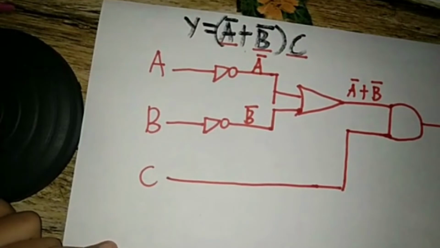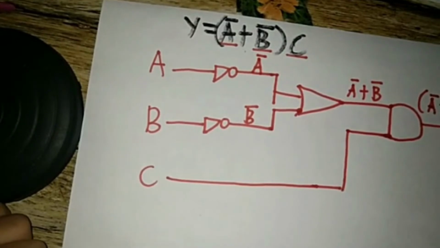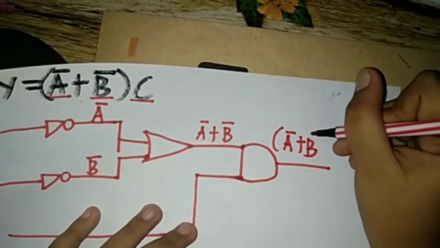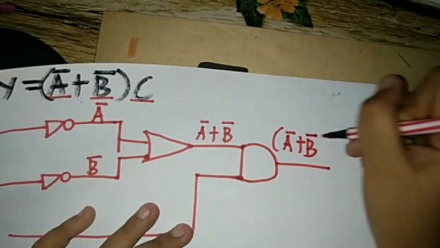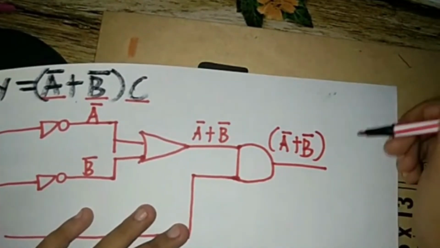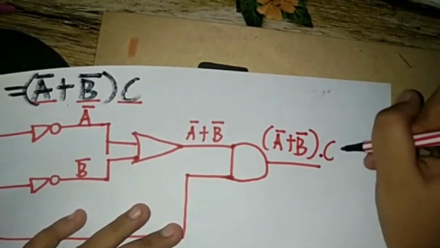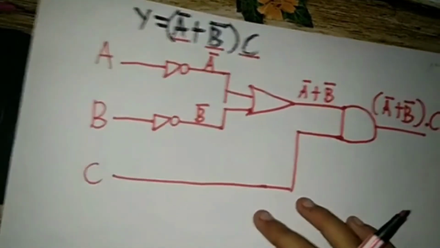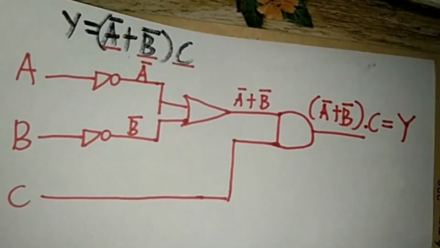So ari siya nato i-kuan. A base plus B, A base plus B base plus open parenthesis and C equals Y. So this is the final output of basic logic gates.